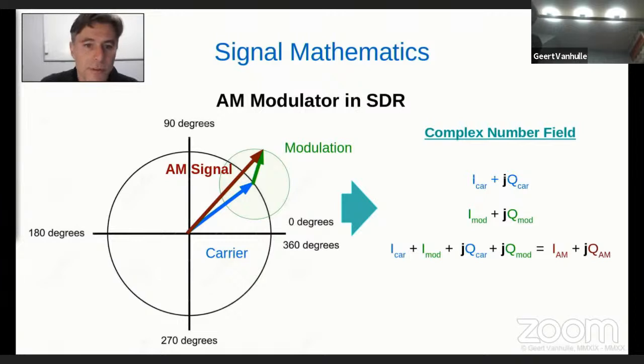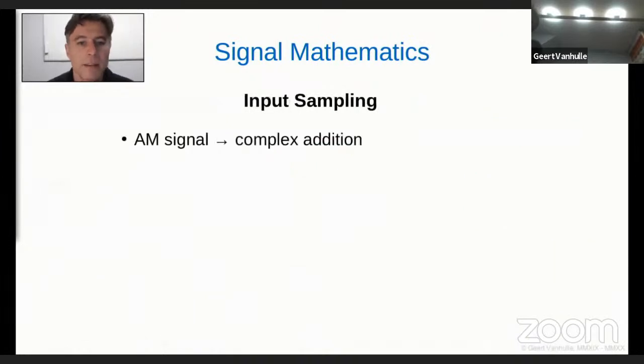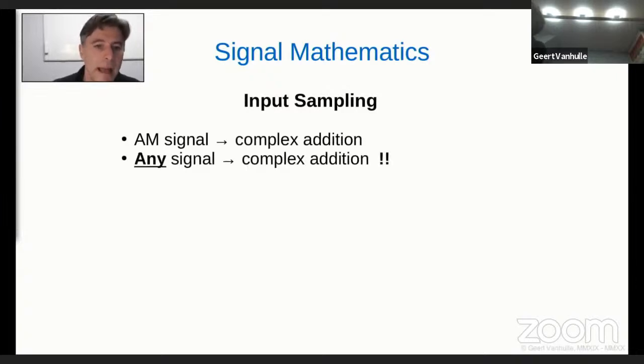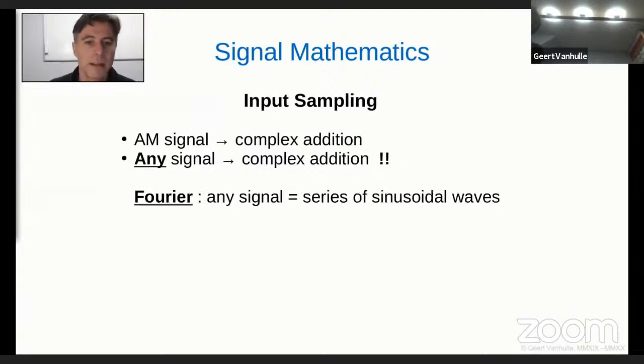Of course, this is an AM signal. Now, how do we go from here to all kinds of signals? Well, an AM signal could be expressed as a complex addition. As a matter of fact, any type of signal can be expressed as a complex addition. Why? Well, we take Fourier.